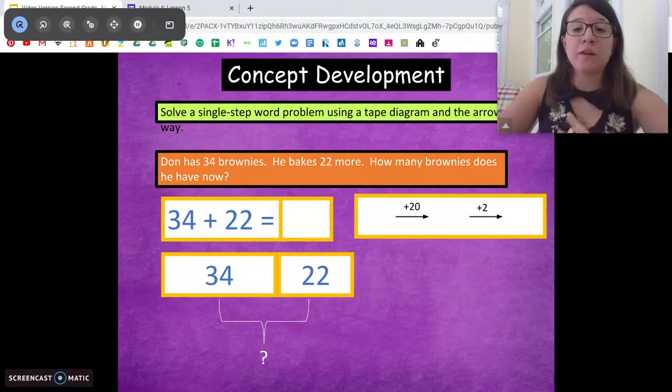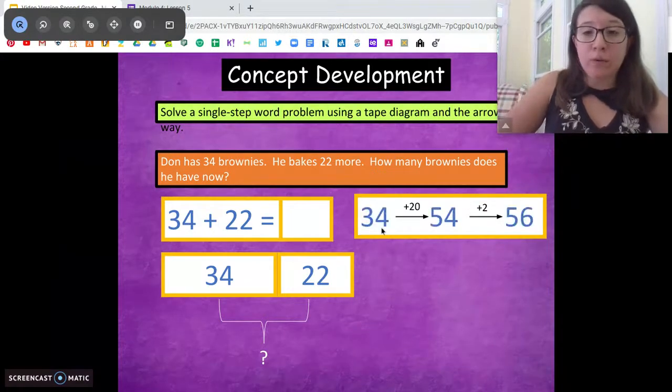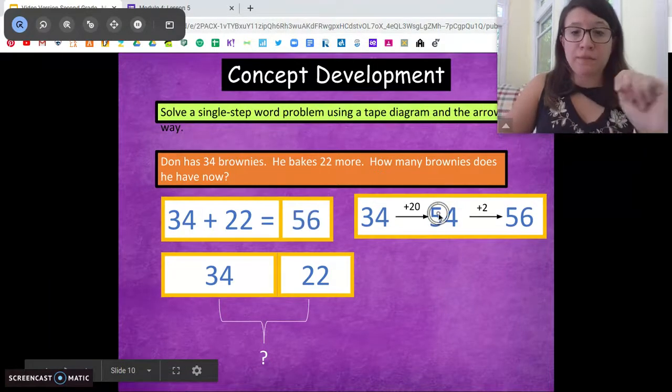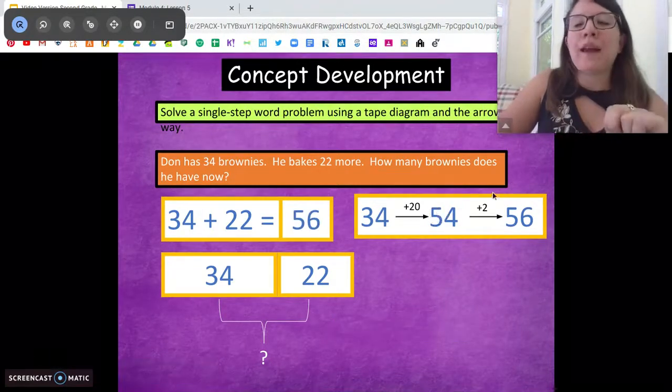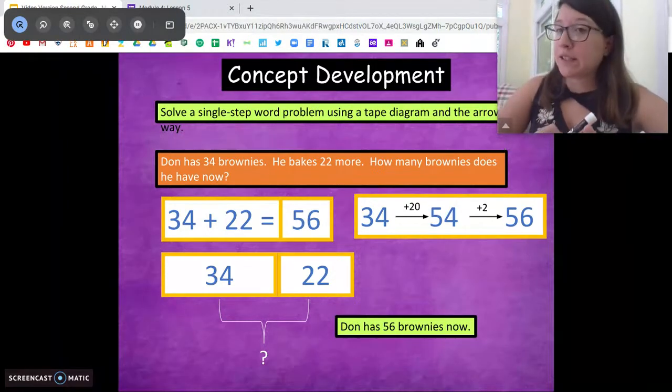Okay, so you should have started at 34, and you're going to break down 22 into a set of 20 plus the 2 extra 1s. So we start at 34, we add 20: 44, 54. And then we add 2 more: 54, 55, 56. So Dawn has 56 brownies left.